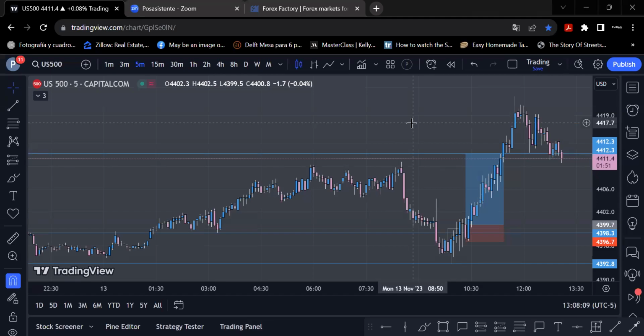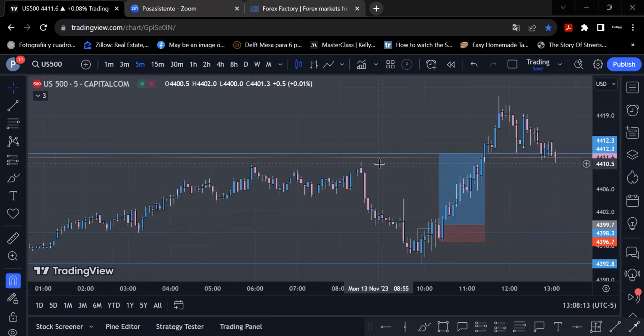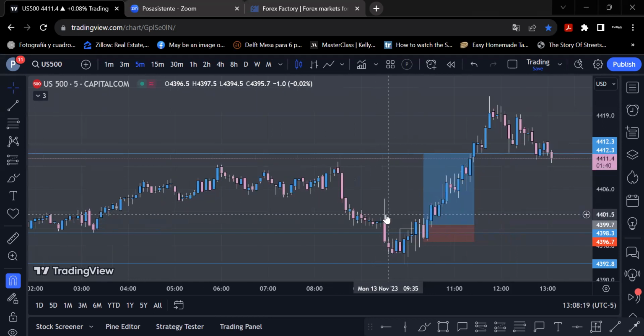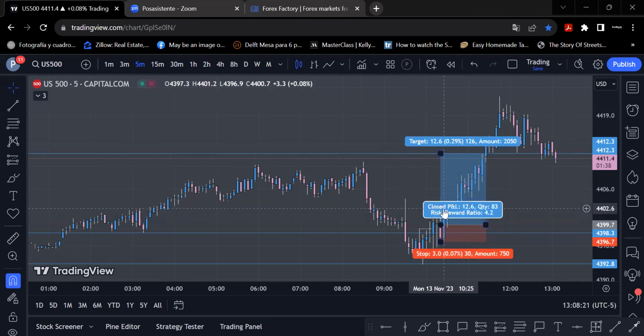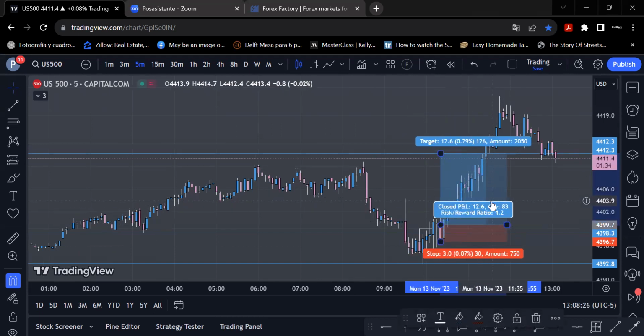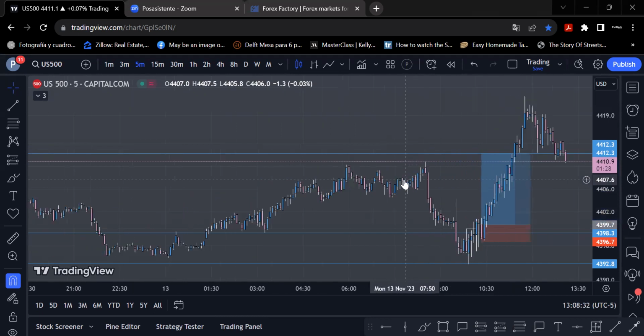What's up, guys? So I'm going to be leaving you guys with a quick review of the potential setup for this morning. As you guys can see, we could have had a really good potential 4-to-1 entry. This is the potential setup for the AM session today. So we're going to go ahead and review it real quick.